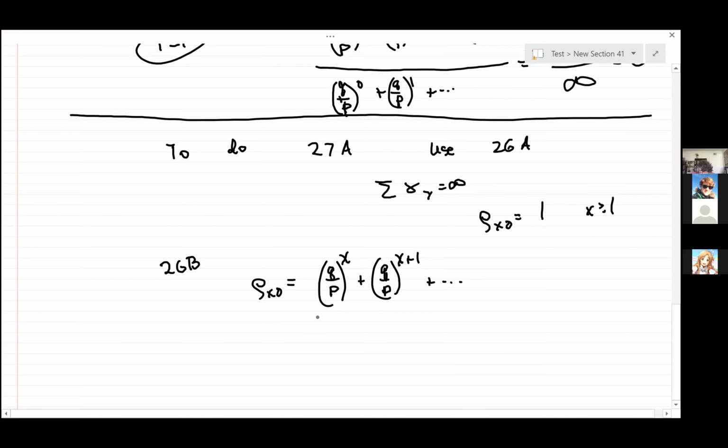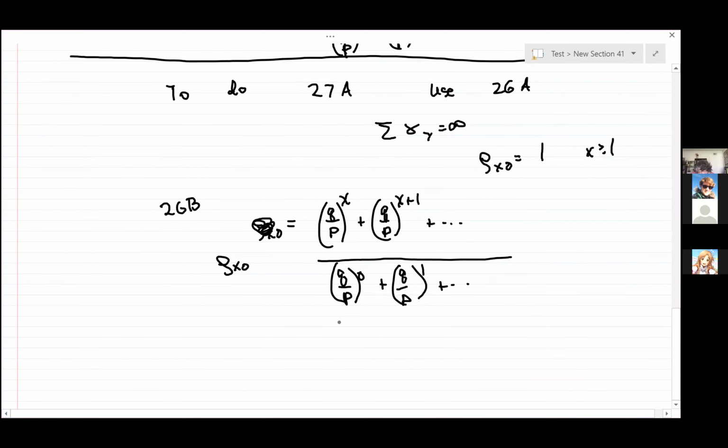And on the bottom, what does it look like? Just like what we had before. And this is all rho of x. It's Q over P to the 0, Q over P to the first, dot, dot, dot. Okay. So this is by 26b, where we're using that the Q's are all constant and the P's are all constant. And we're also using that what? P is bigger than Q. So these are both convergent. Not only are they convergent, they're convergent geometric, so we know what they converge to.